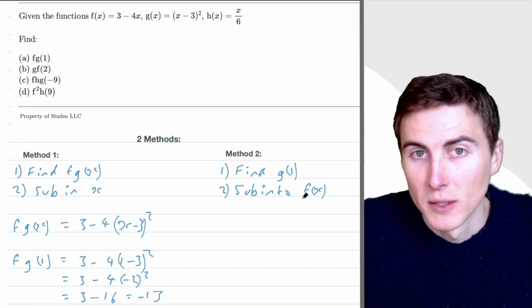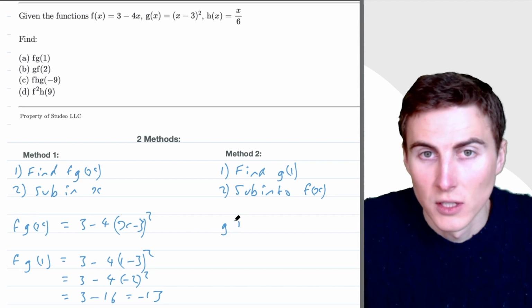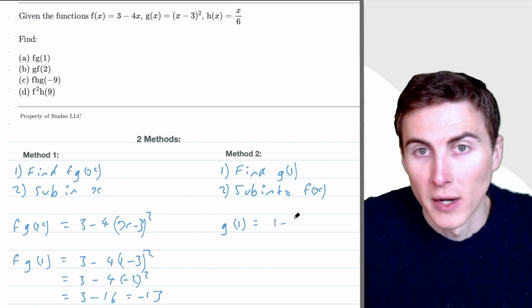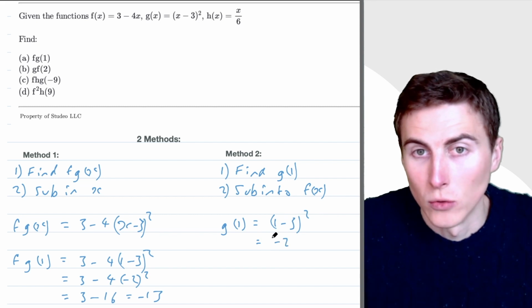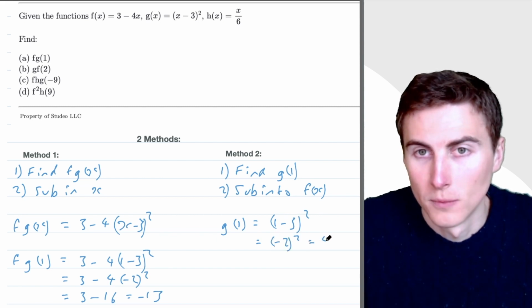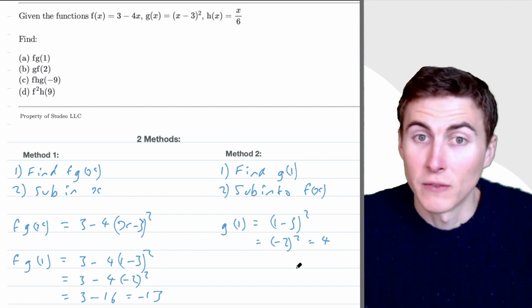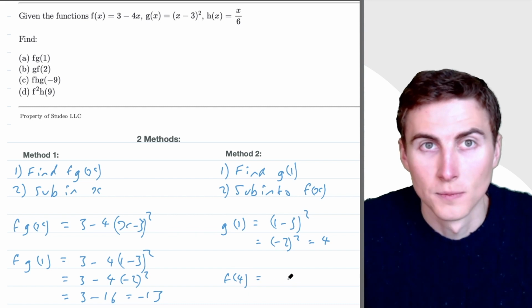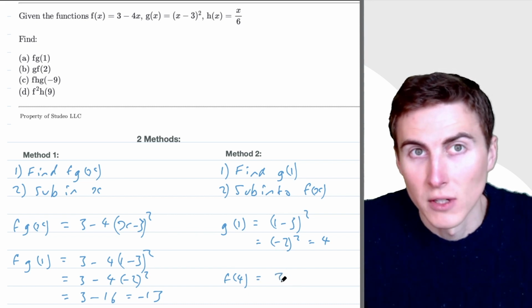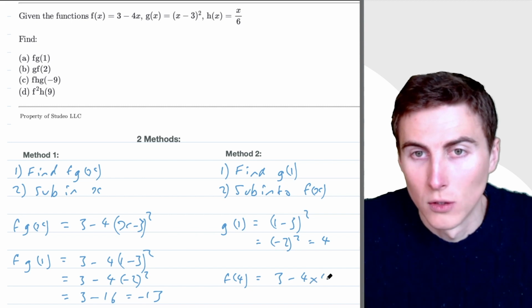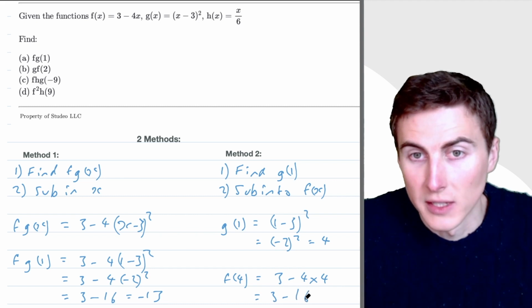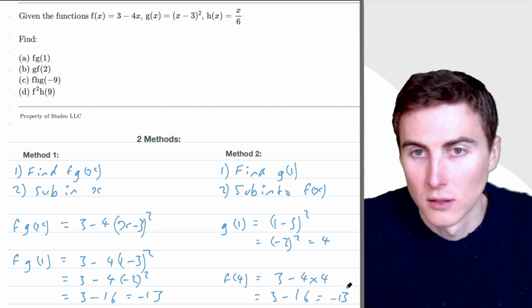But now if we try it this way, let's first of all find g of 1. For this, we just plug 1 into here. You get 1 minus 3 squared, which is minus 2 squared, which is 4. And now that we found out that's 4, we can plug 4 into our f function. We find f of 4, which is 3 minus 4 times 4, because remember, we're putting 4 into here, which is just 3 minus 16, which is minus 13.